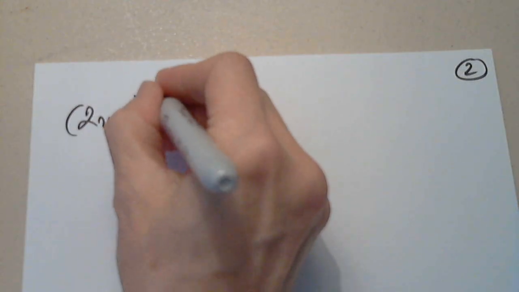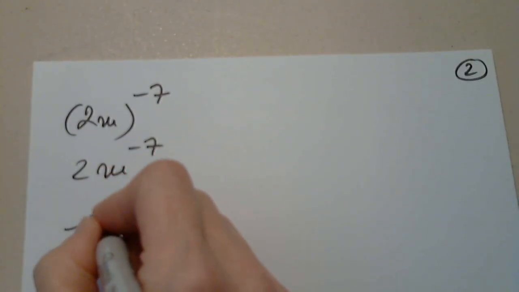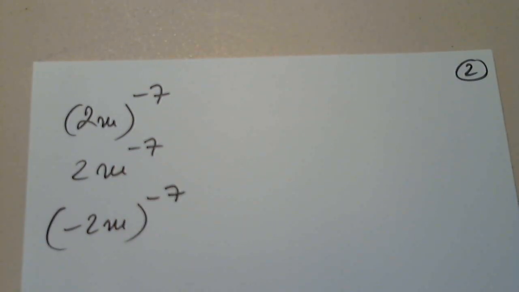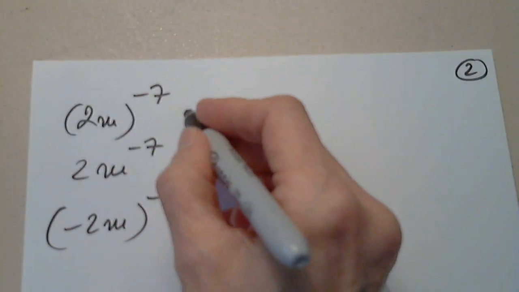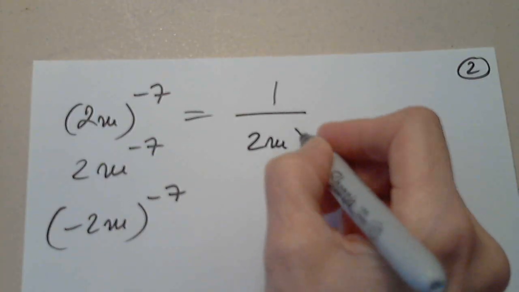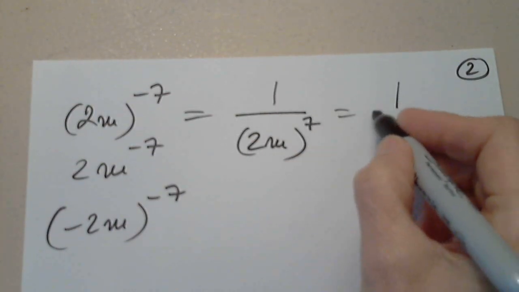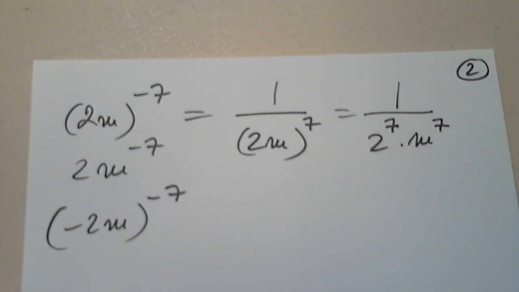Yes, please. All of them? Let's just do B. Okay, so in B 2m to negative 7, let's do all of them now. Negative 7 and negative 2m to negative 7. Good, let's do all of them. So obviously here, everything is incorporated, so I have 1 over 2 to the m, everything to the 7th power. And now I have to write 1 over 2 to the 7th times m to the 7th.